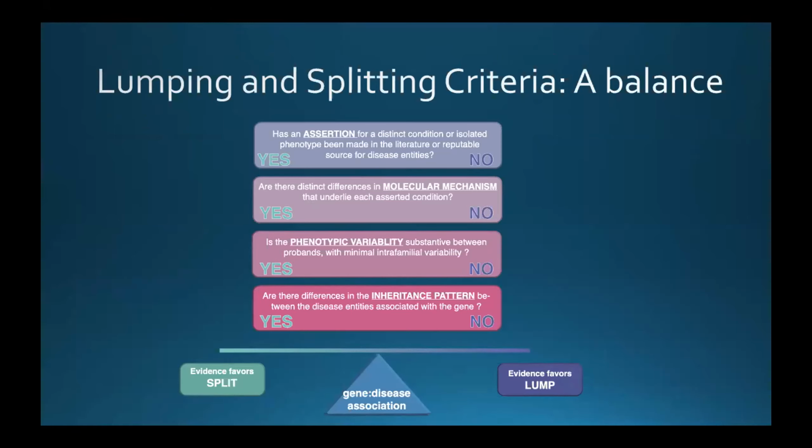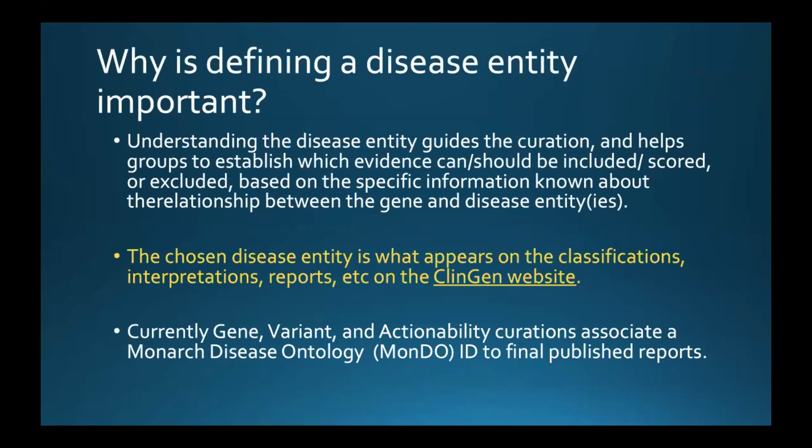And what this figure really indicates, because there are 4, is it really is a balance of these criteria. So as an expert panel, both biocurators and experts should really come through and look at the different types of evidence and be able to weigh whether there is a lump or split. And this really determines the number of curations and everything else. And we'll go through a little bit more of why this is important.